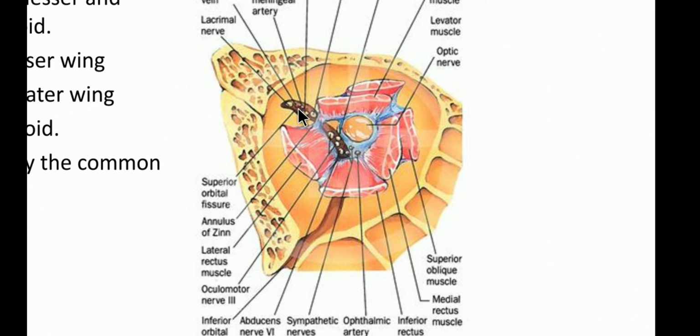Nerves mainly enter into the lateral part and intermediate part. Certain nerves are there in the lateral part along with vessels. The intermediate part mainly transmits the nerves alone. Now this common tendinous ring, which we saw in the previous class, gives attachment to the extraocular muscles, mainly the four recti from the respective sides: superior rectus, inferior rectus, then the lateral rectus and the medial rectus.